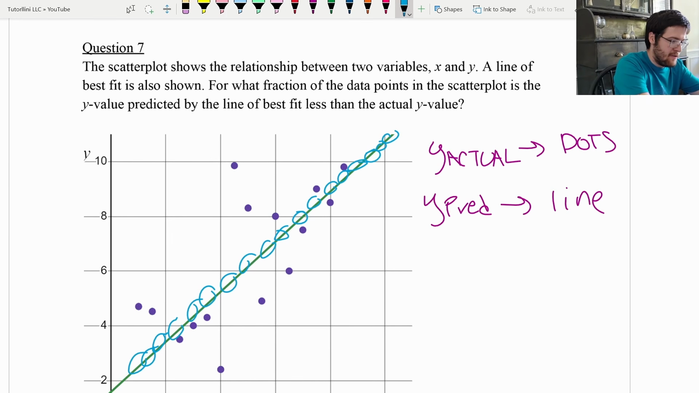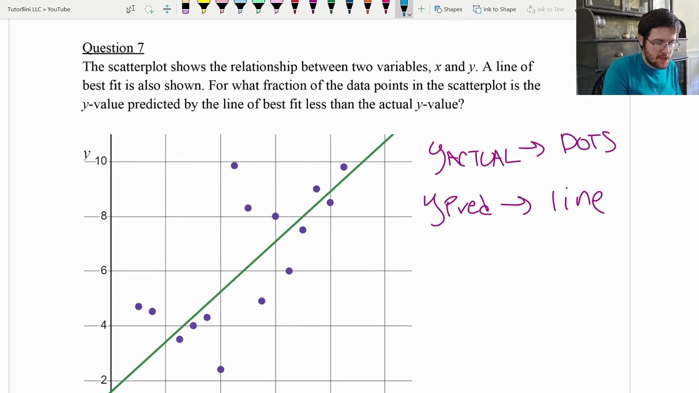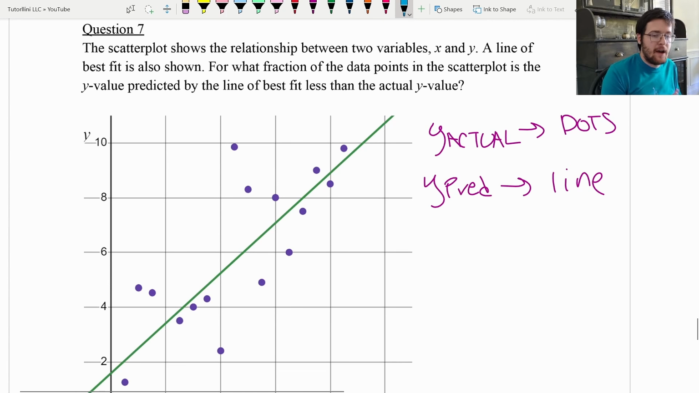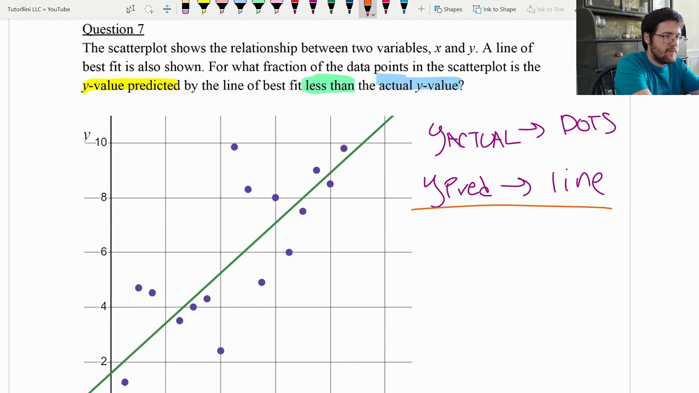So this question isn't that involved, but it's just confusing because of the wording. So I'm going to show you a surefire way to tackle the wording that helps me get it right every time. So what I do is I literally write down what it says in the question verbatim, picking out the keywords. So do you see here, it says the y value predicted is less than the actual y value. So I'm going to write that down using math. So the predicted is less than the actual y value.